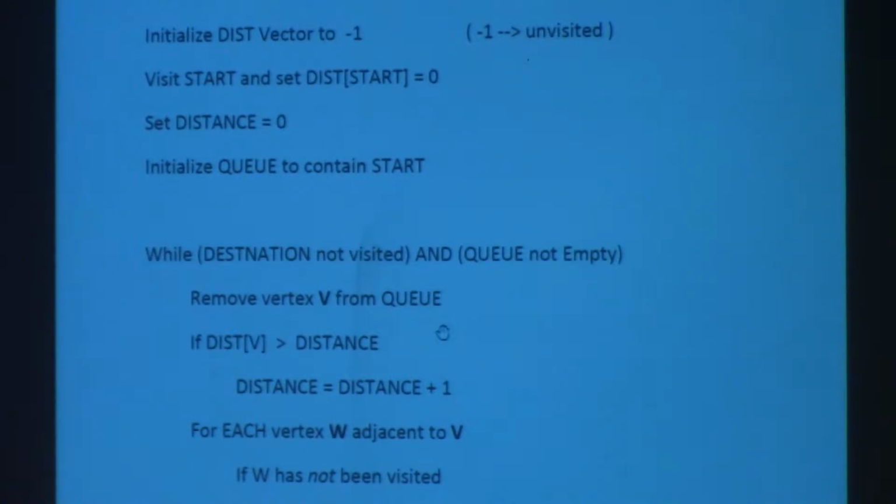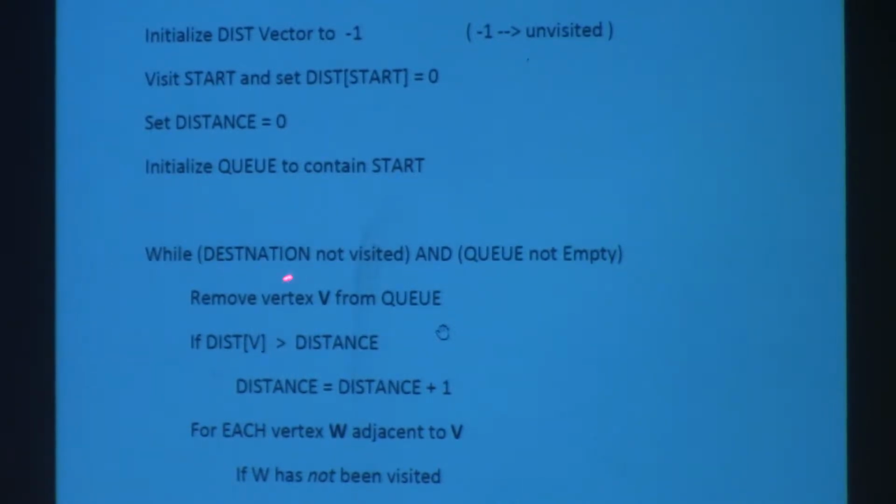Then I'm going to initialize the Q, and I'm going to put the start vertex in there. So if I'm starting at A, I'm going to put A only into the Q. So this is very similar to BFS. Now I'm going to loop while the destination is not visited. I think the destination was G, but it doesn't matter, this is general. While the destination is not visited and the Q is not empty. Well, it's not empty because our starting vertex A is right now in there.